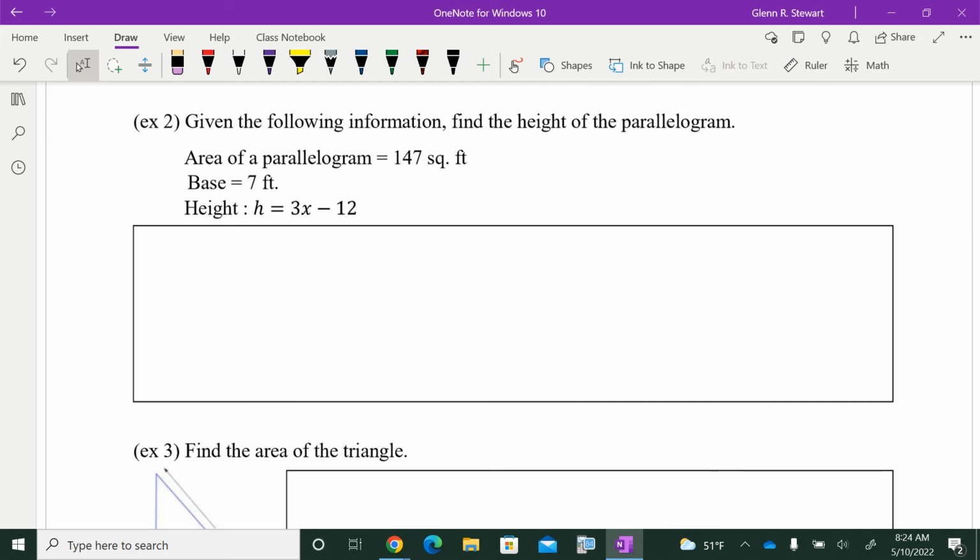Oh, hopefully my board stays with me a little bit. My board's messed up. Can you guys still see that? Okay.